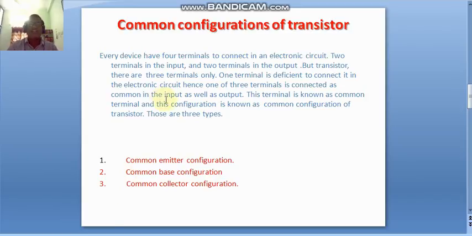So on the basis of configuration, because the transistor has three terminals, the emitter may be connected as common, the base may be connected as common, and the collector may also be connected as common. Therefore, on the basis of the types of terminals, we classify those common configurations into three types in the case of a transistor. One is common emitter, one is common base, and one is common collector.